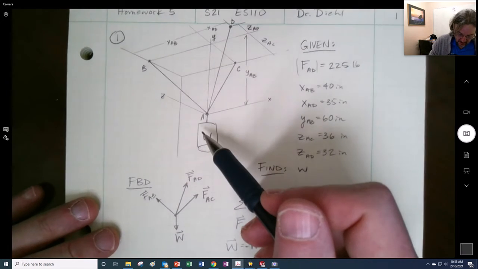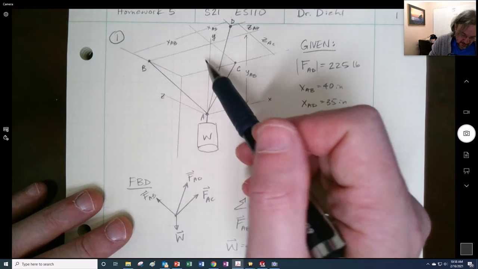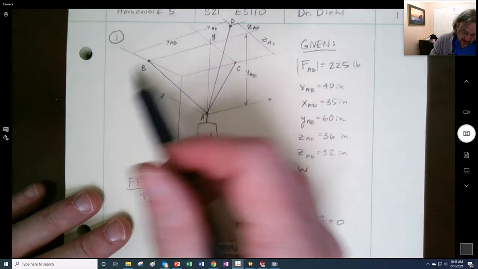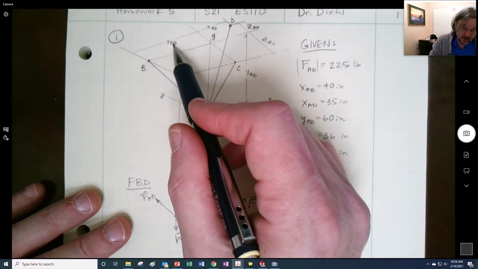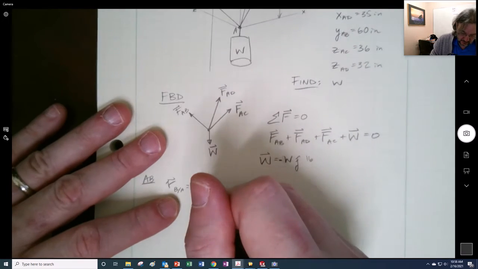So anyway, in the X direction, X is this way right here. B is actually going in the negative XAB direction right there, negative XAB. So it's going to be a negative 40.